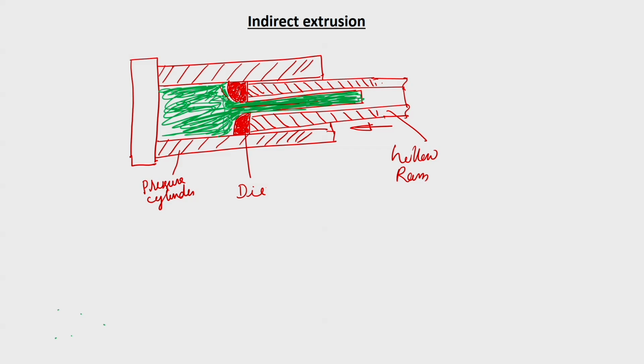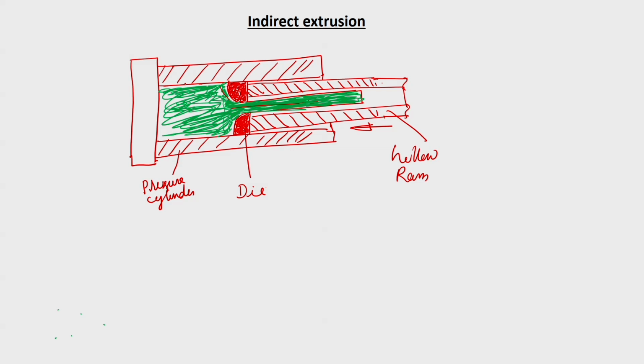So, friction is considerably reduced. You can say that in most cases it is almost frictionless. The only friction which is coming is where there is a relative motion at the die-metal interface, not on the cylinder. So, there will be a small amount of frictional losses.